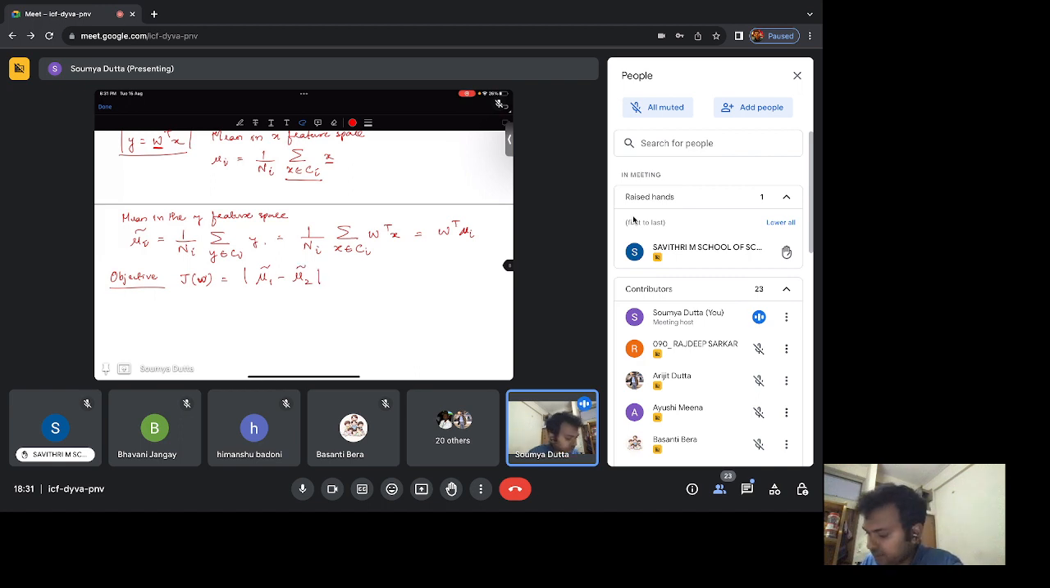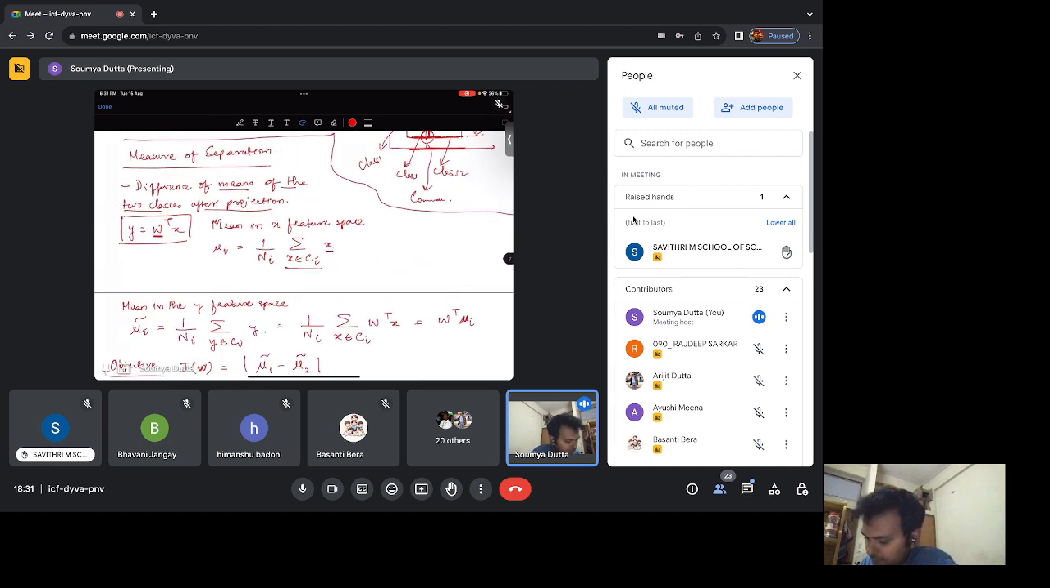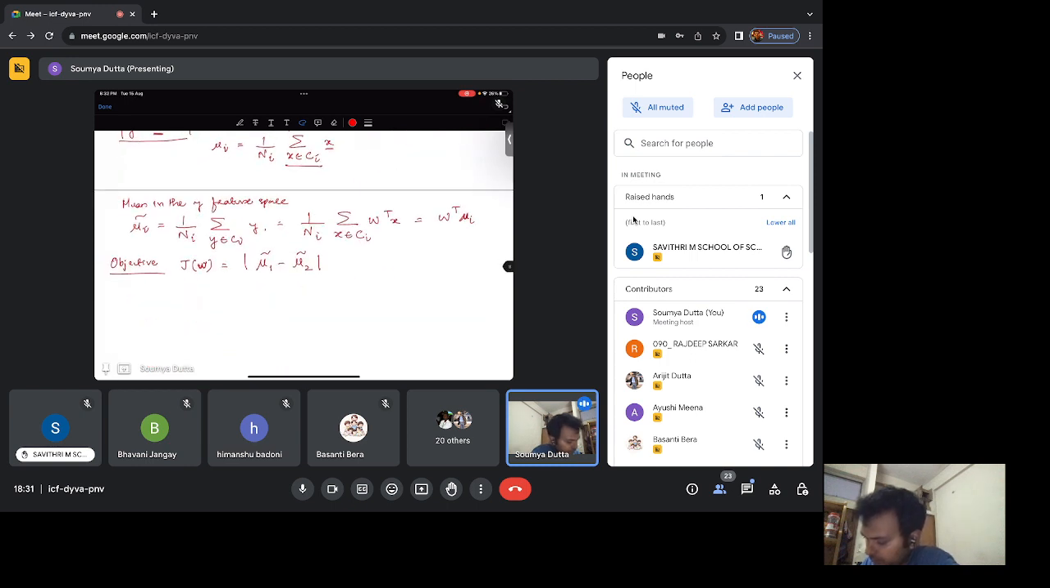Okay, this is quite simple. Here I had written that the measure of separation is the difference of means of the two classes after projection, and that is what I have written here: difference of the means of the two classes after projection. Very simple. And I now use this formula here, and this becomes W transpose (mu1 minus mu2). Okay, this becomes my measure of separation.